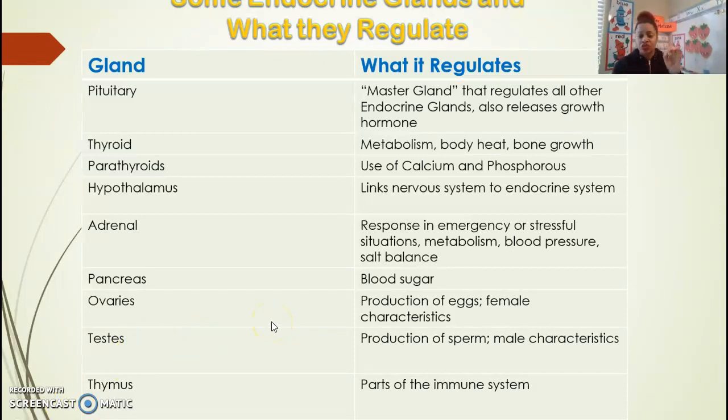Well, that would be the adrenal gland, right? Which secretes adrenaline. And then you have some other glands, and it tells you what it regulates, what its function is, all right?